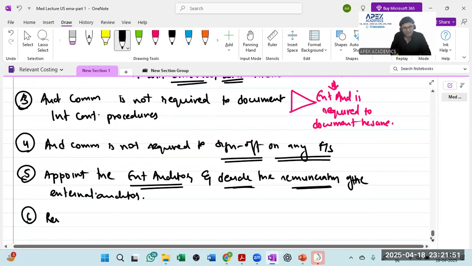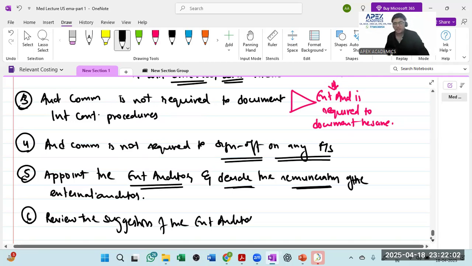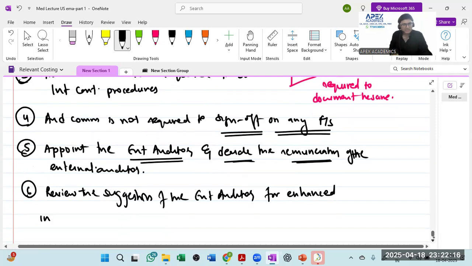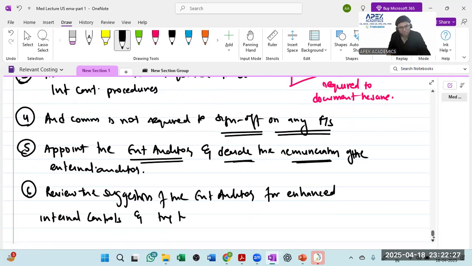Next, sir, they will review the suggestions of the external auditor for enhanced internal controls and try to ensure its implementation.